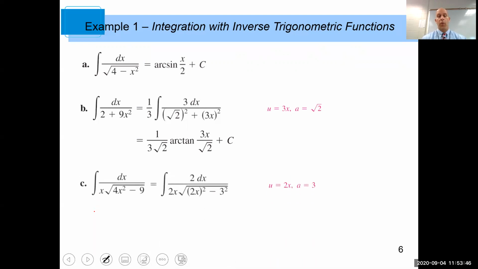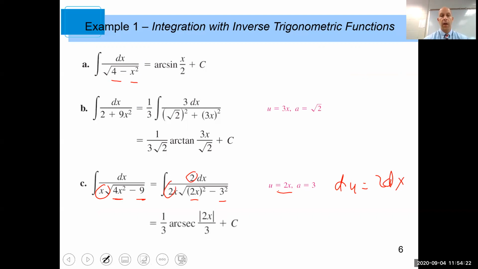And finally, let's look at one more. Again, we're going to do a little bit of u substitution. So we did arcsine, we did arctangent, so you can probably guess what this one is. Notice here that we've got the u term here, the a term here, which is the opposite of what we had in the first problem. And also notice that we have an x on the outside here. So u is going to have to be this 2x, and a is going to be 3. So since u is 2x, then du is going to be 2 dx. And since we didn't have a 2, that's where that extra 2 comes from. So our final answer here is going to be 1/3 arcsecant absolute value of 2x over 3 plus c.